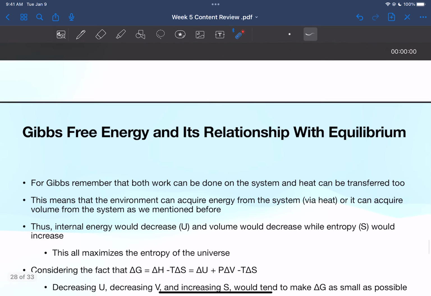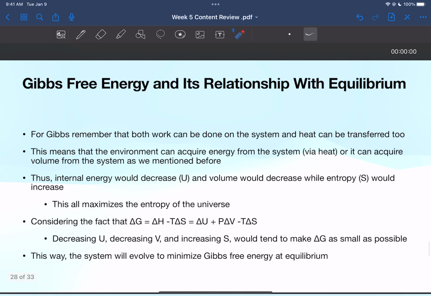Now, finally, with Gibbs free energy and its relationship with equilibrium. I remember that with Gibbs free energy, both work can be done on the system and heat can be transferred as well. So the environment can acquire energy from the system via heat, or it can acquire volume from the system, as we mentioned before. So you can either decrease the internal energy of the system, therefore increasing the energy of the environment, or you can decrease the volume of the system and then increase the volume of the environment. Those are the ways that you can maximize the entropy of the universe once again.